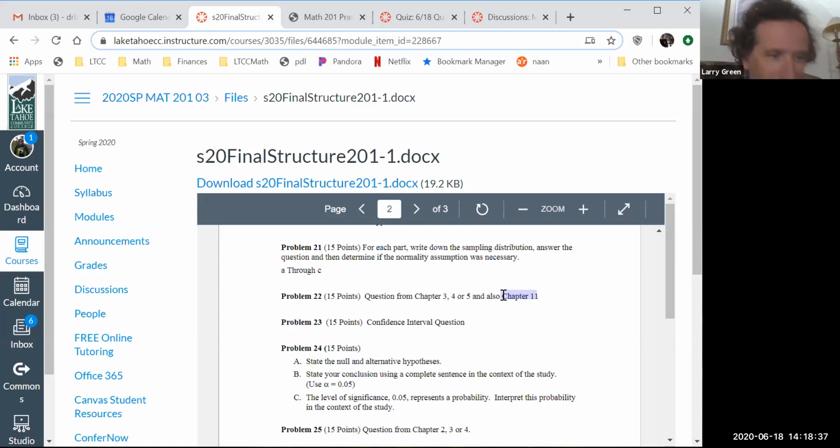So, yeah, chapter 11 was chi-squared. So guess what? You're going to have to do a chi-squared test. Okay, but it's in combo with something from one of these other chapters. So that's as much as I'm going to tell you, and you said practice.